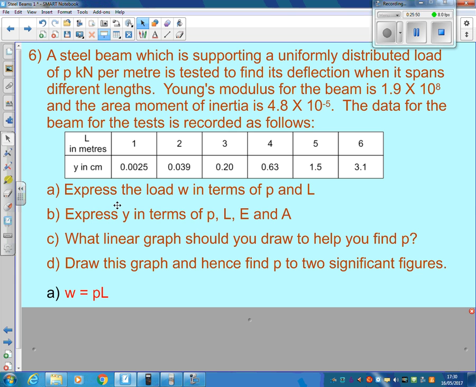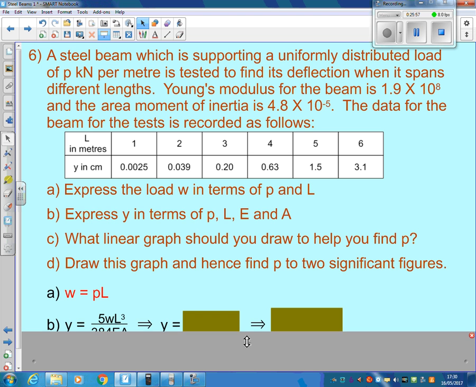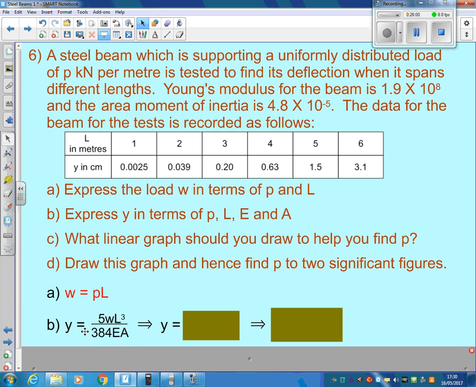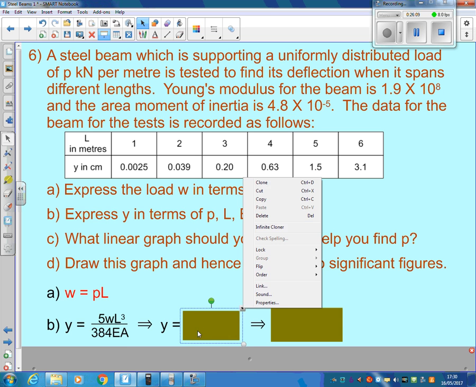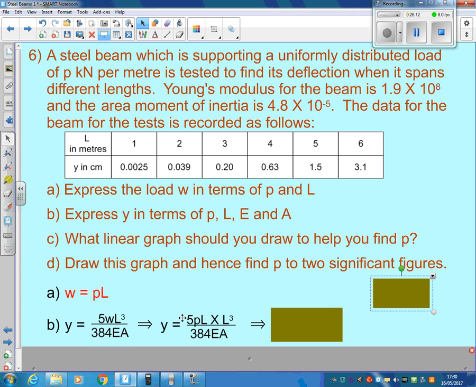Next thing we have to do, express Y in terms of P, L, E, and A. We're talking about uniformly distributed, so there's the formula for Y here. And then we've got to replace everything. Instead of a W, I've got to put PL in here. So I say 5 instead of W, PL. That's for the 5W times L cubed. Bottom bit stays the same, so instead of a W, I put PL.